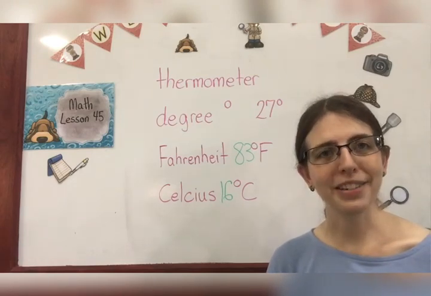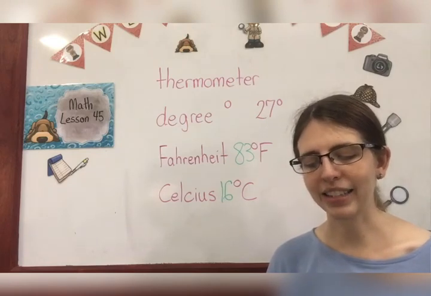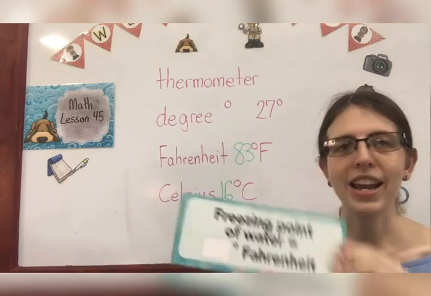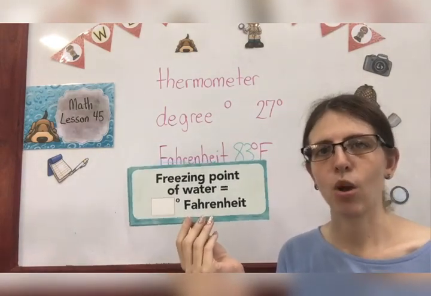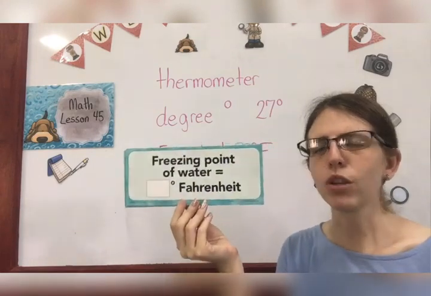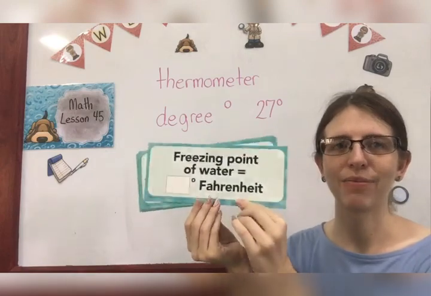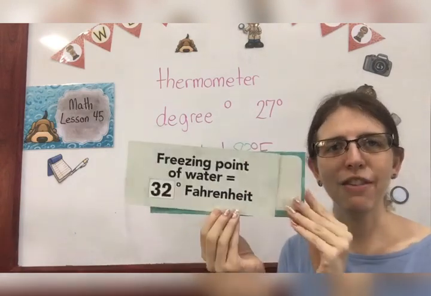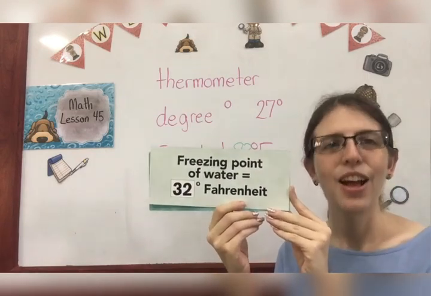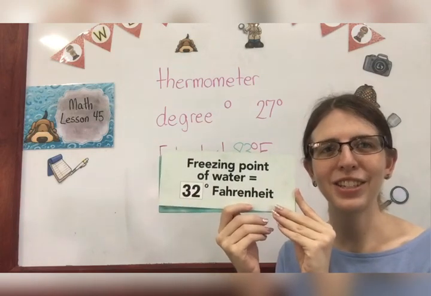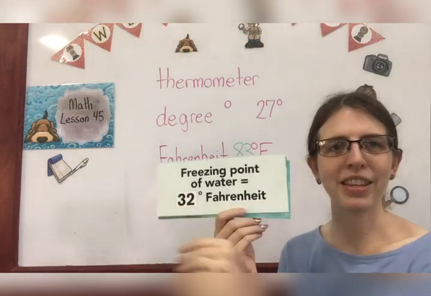There are some common temperatures that you should know and have memorized in both Fahrenheit and Celsius. The first one is the freezing point of water. So this is when your water becomes congelada, okay? So what is the freezing point of water in Fahrenheit? The freezing point of water in Fahrenheit is 32 degrees Fahrenheit. And this is written on a little box in your paper. This is something that you need to memorize.